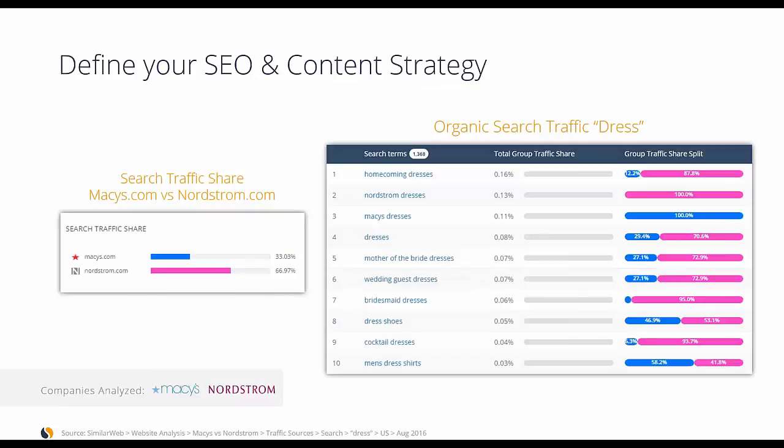And then to take it to the next level, you want to define your strategy. So you've seen the organic, you've seen the long tail. What does it mean? How can you make it really applicable? If we look at two clothing retailers, Macy's and Nordstrom's, we see for the keyword in this example, dress, that Nordstrom, in pink there, is doing a very good job of making sure they're relevant for all different categories of dress. What does that mean? It means that for homecoming dress, cocktail dress and bridesmaids dresses, they are getting a lot more organic traffic than Macy's is.